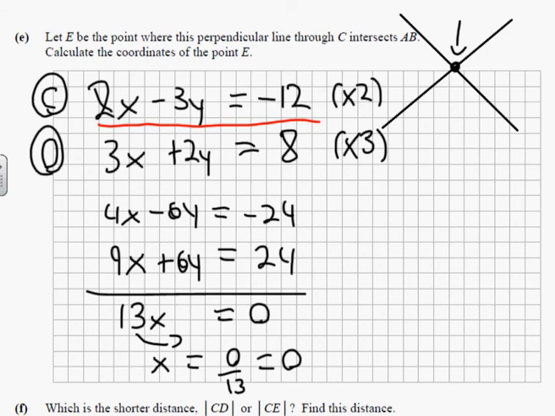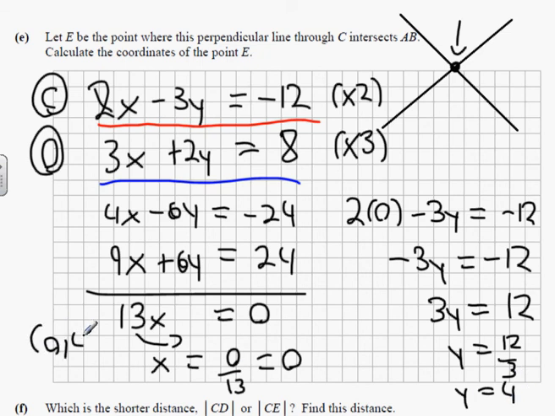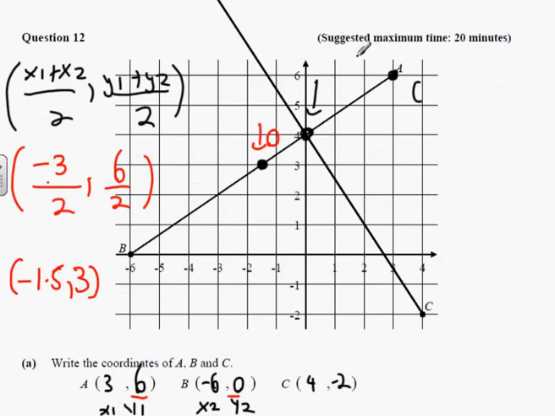Use either one of the original equations. Red option or blue option, doesn't matter. Which one would you like? Red option. 2 times 0 minus 3y equals minus 12. 2 times 0, anybody? Minus 3y equals minus 12. Multiply both sides by minus 1, then divide by 3, and you get y equals 4. So the point is 0, 4, as predicted in my diagram earlier. Everybody happy with that?